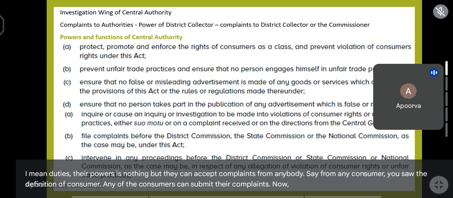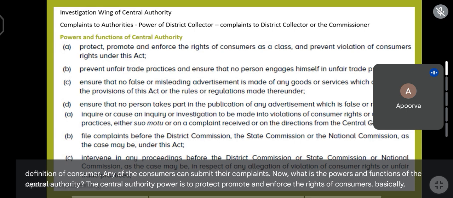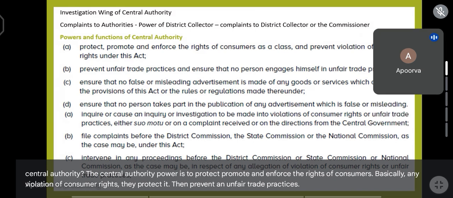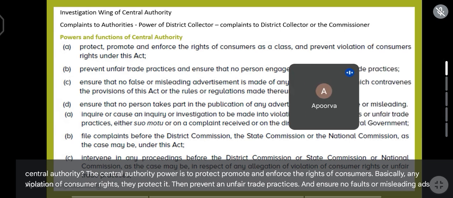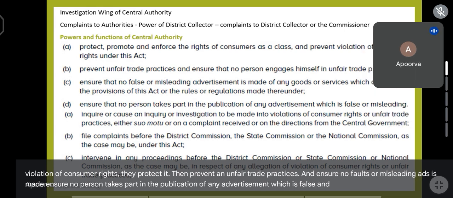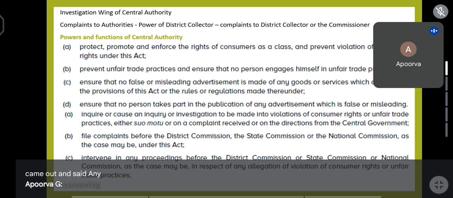Now, what are the powers and functions of the central authority? The central authority's power is to protect, promote, and enforce the rights of consumers. Basically, any violation of consumer rights, they protect it. They also prevent unfair trade practices and ensure no false or misleading ads are made, and ensure no person takes part in the publication of any advertisement which is false and misleading. Now, there was a point in time with all the fair and lovely products, where they came out and said any man can become fair and all of that.